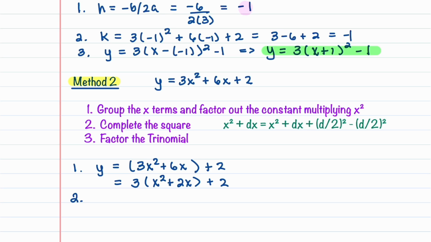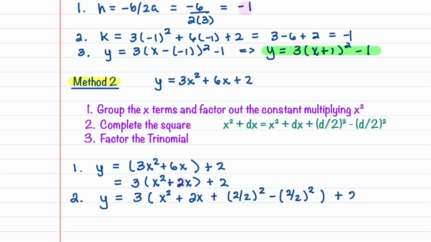Now we're ready for our second step, which is completing the square. When we complete the square, what we're going to do is we're going to look inside the parentheses, and we're going to take our term that multiplies our x, we're going to divide it by 2 and square it, and then we're going to add it and subtract it. So we have x squared plus 2x plus 2 divided by 2 squared minus 2 divided by 2 squared. Remember, we're just adding 0 this way. Close the parenthesis, and then plus 2.